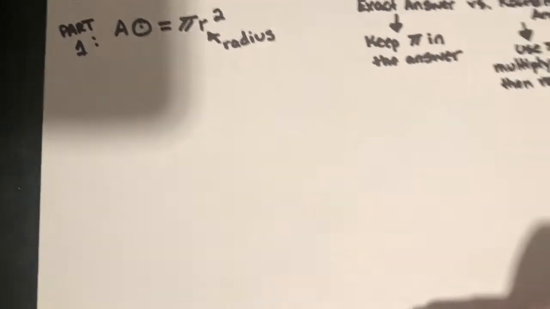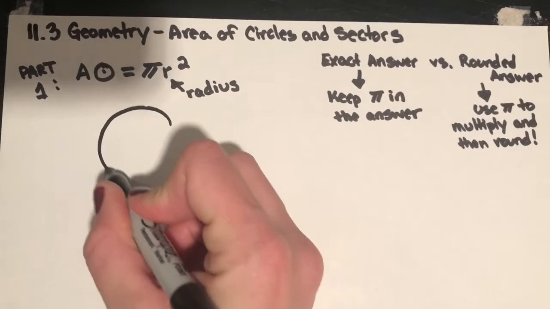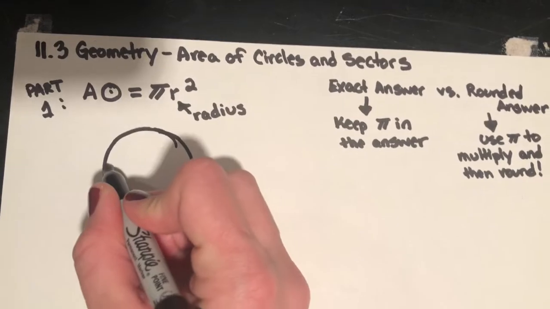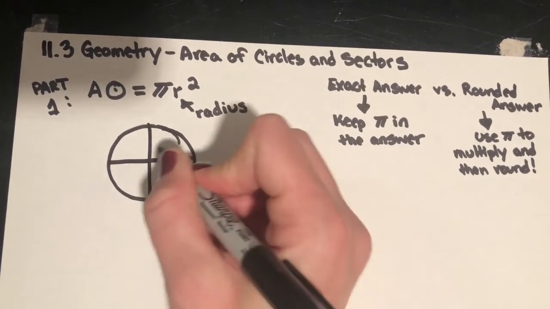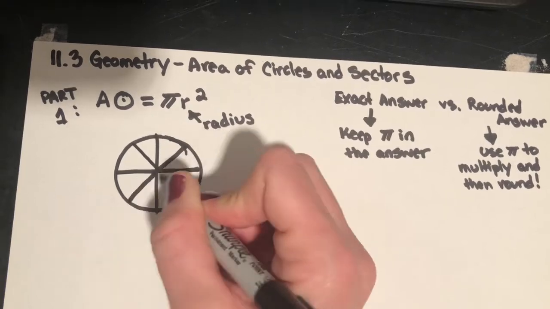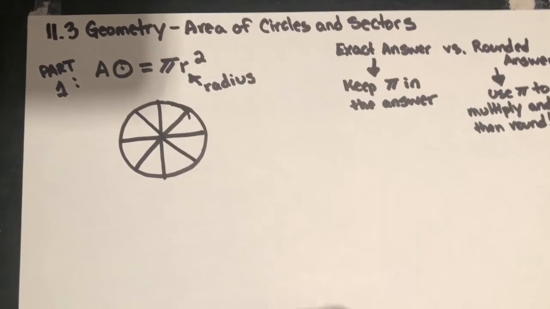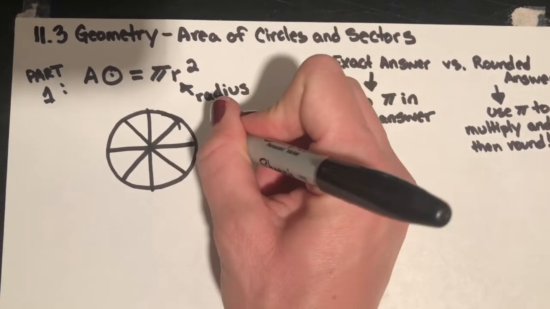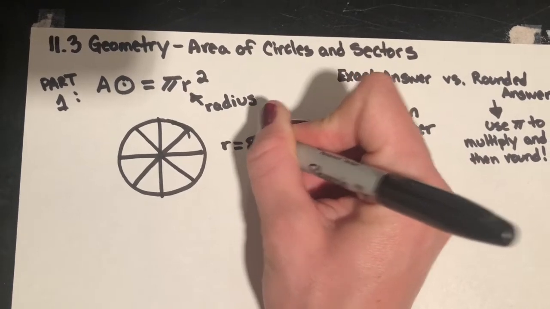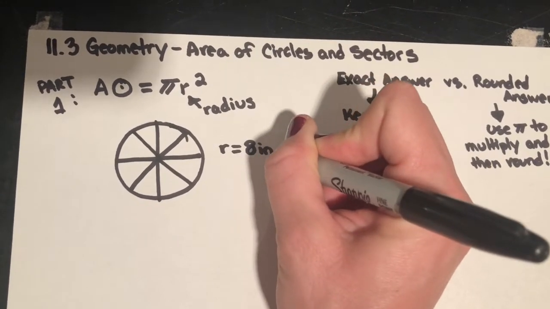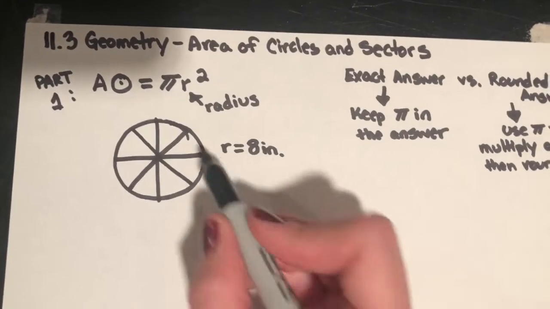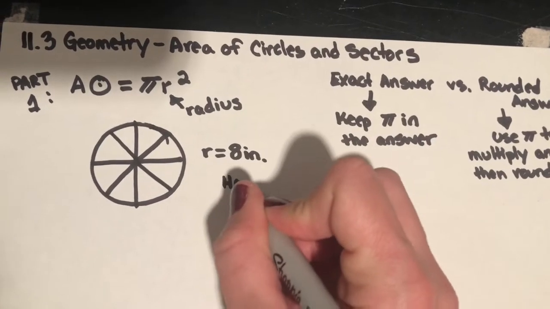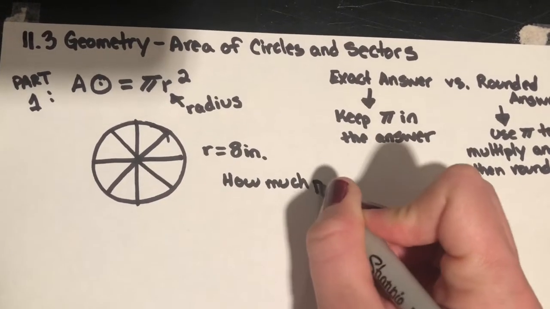So let's look at an example here. I am going to draw a circle. Let's say this circle is a pizza. I like pizza. This particular pizza is cut into 8 pieces. I would eat all 8. Let's say it has a radius of 8 inches. All right. So if I ate this entire pizza, yum, yum, yum, how much pizza did I eat?